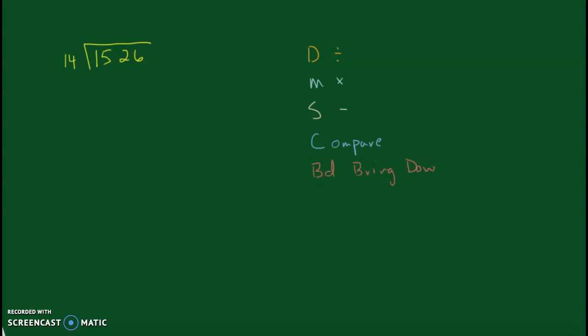And then our R, what color did I use for that? We'll go with this one. R. So that's our repeat, or our remainder.